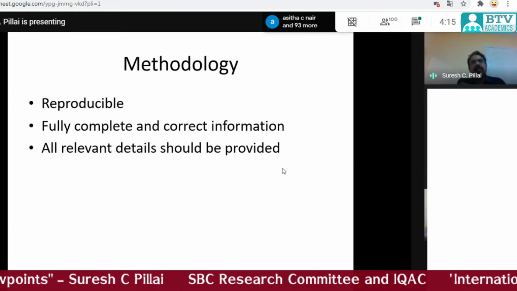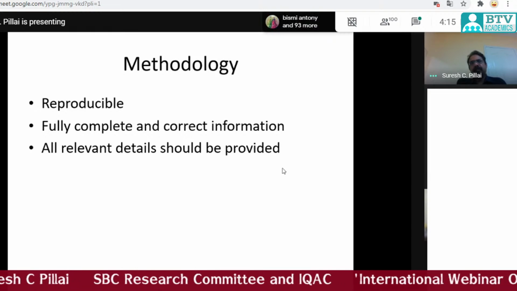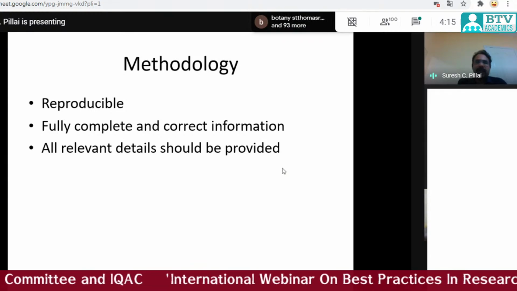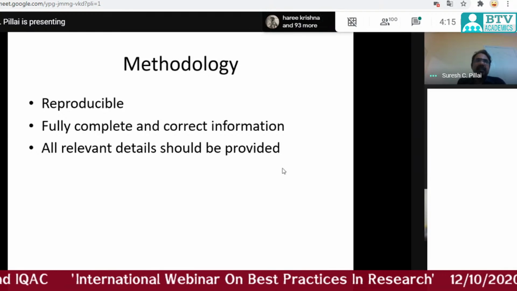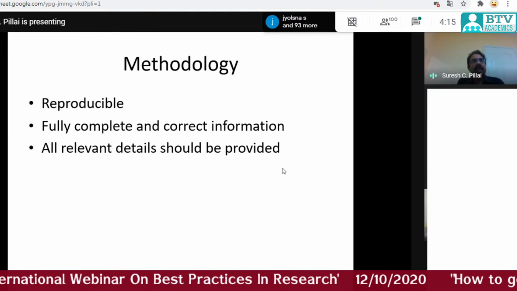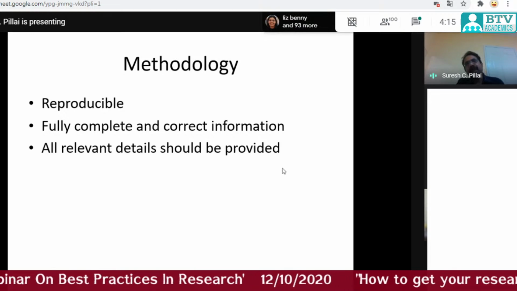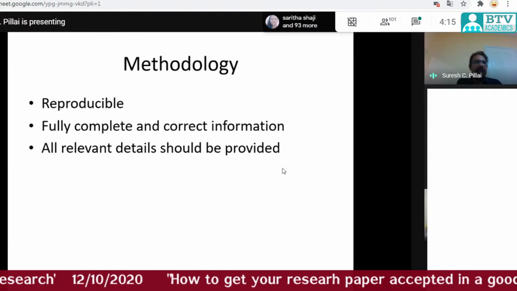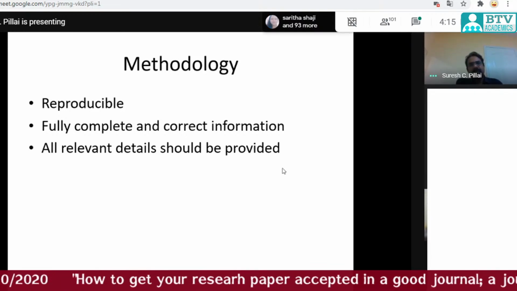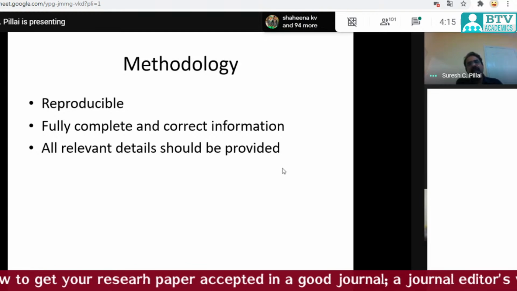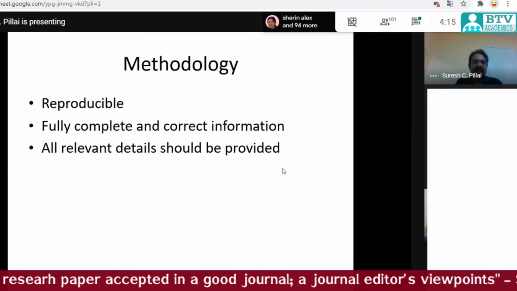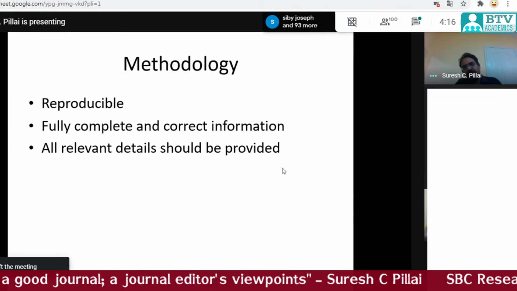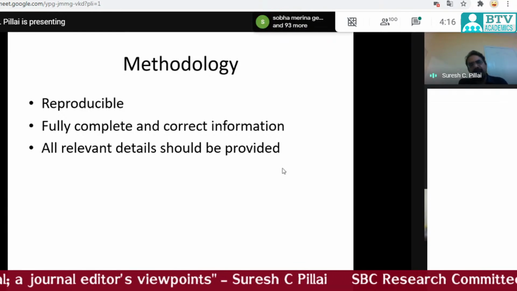So the methodology section: the most important thing is that it should be reproducible. Fully complete and correct information should be given. All relevant details should be provided. Which means that somebody, maybe after 50 years, should be able to repeat your work or reproduce your results. So every single minute detail should be provided. For example, if you are developing a material, you stir for 10 minutes, leave it without stirring for half an hour, and then stir for another 10 minutes. Rather than saying stir for 20 minutes, you say stir for 10 minutes first, then leave it for 20 minutes, and then stir for another 10 minutes. Even that type of minute detail should be provided.